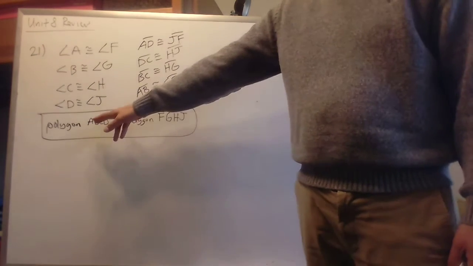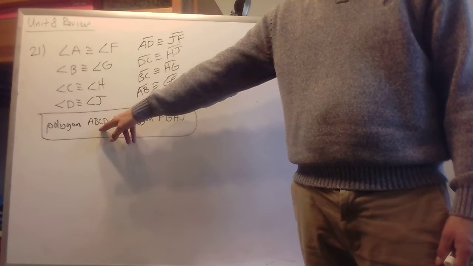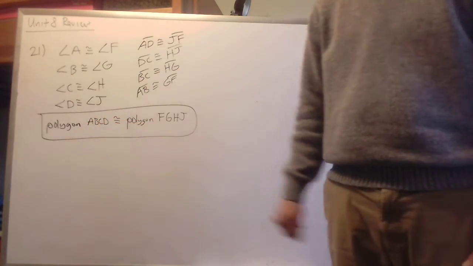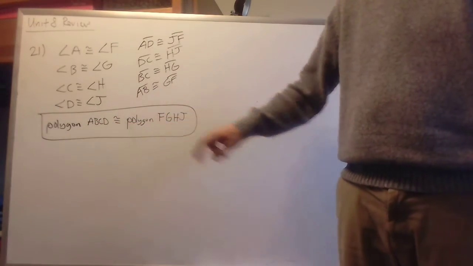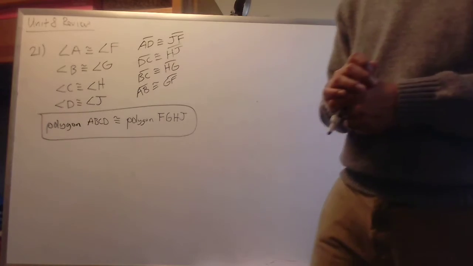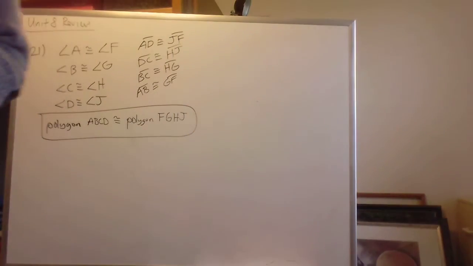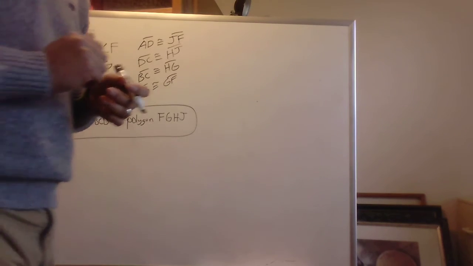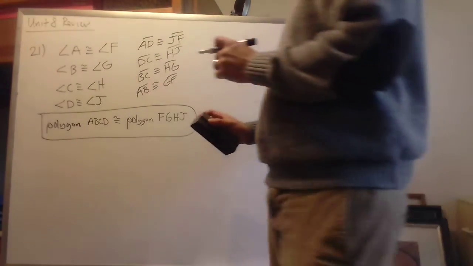So essentially, this is the congruency statement. Polygon ABCD is congruent to polygon FGHJ. And so number 22 is identical to this type of problem. So I will let you guys do this on your own. And essentially, I'm going to move on to the next problem that is a proof.